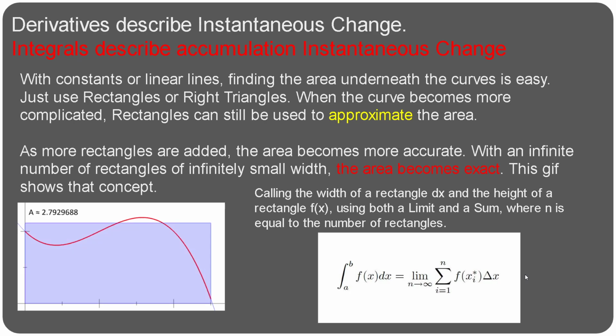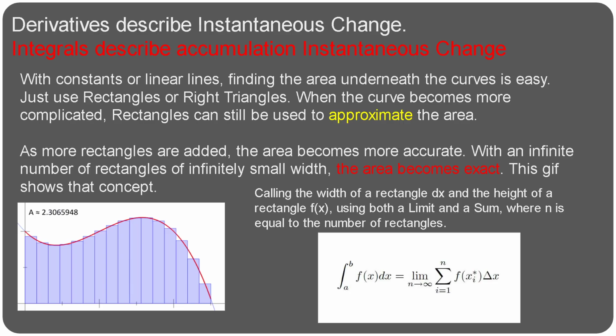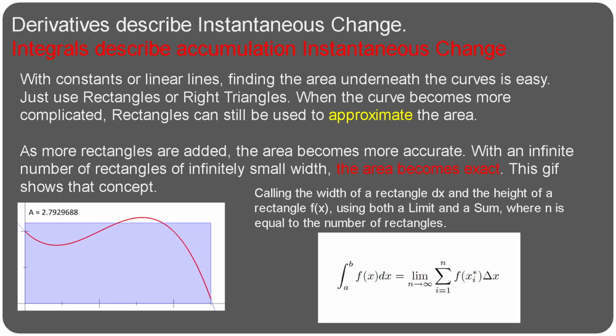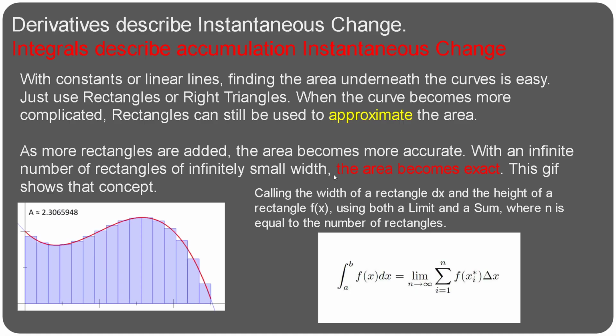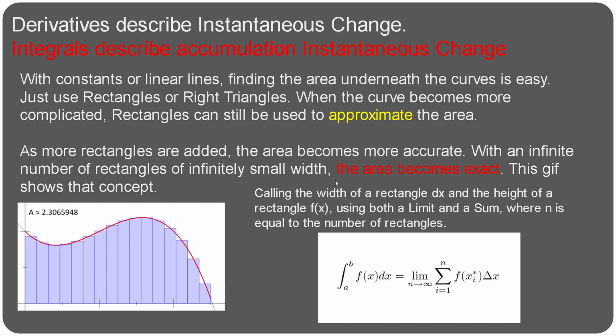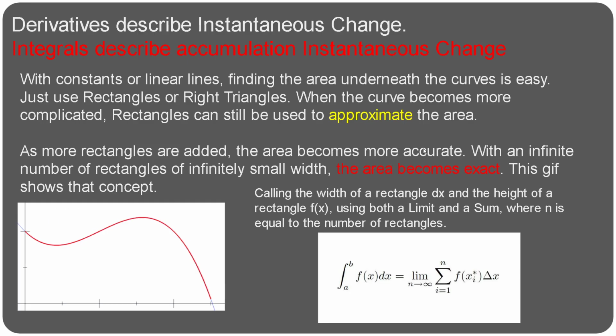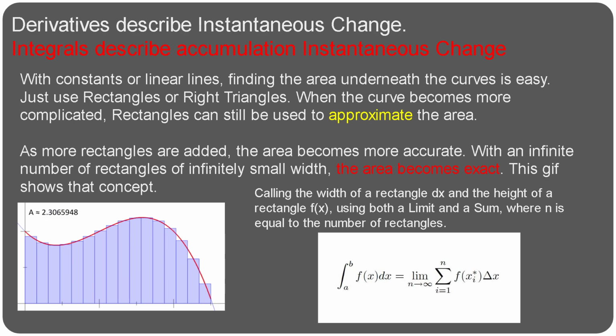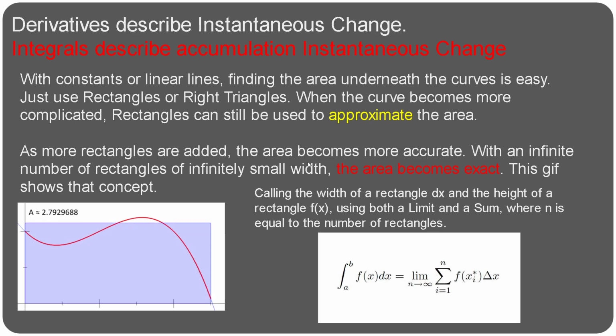Derivatives describe instantaneous change. Integrals describe the accumulation of instantaneous change. So with constants or linear lines, finding the area underneath the curve is really easy. You just use rectangles or right triangles. But when the curve becomes more complicated, rectangles can still be used to approximate the area. Like I said, approximations are really important in calculus. With an infinite number of rectangles of infinitely small width, the area will become exact. That's what an integral is.